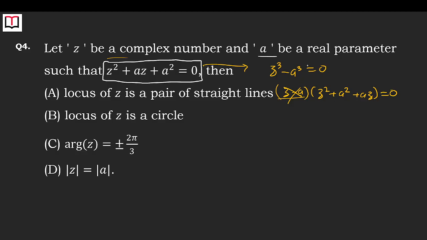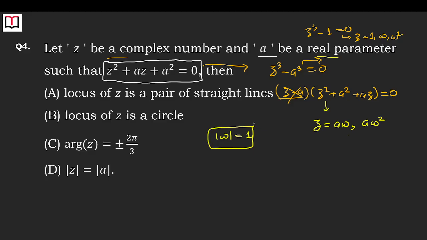But what are the roots? So z cube minus 1 equal to 0. The roots are z equal to 1, omega and omega square. So here the roots will be z equal to a, which has already been removed, z equal to a omega and a omega square. A is the parameter, and of course omega is a fixed number. Mod of omega we always know is 1. It's a cube root of unity, isn't it?